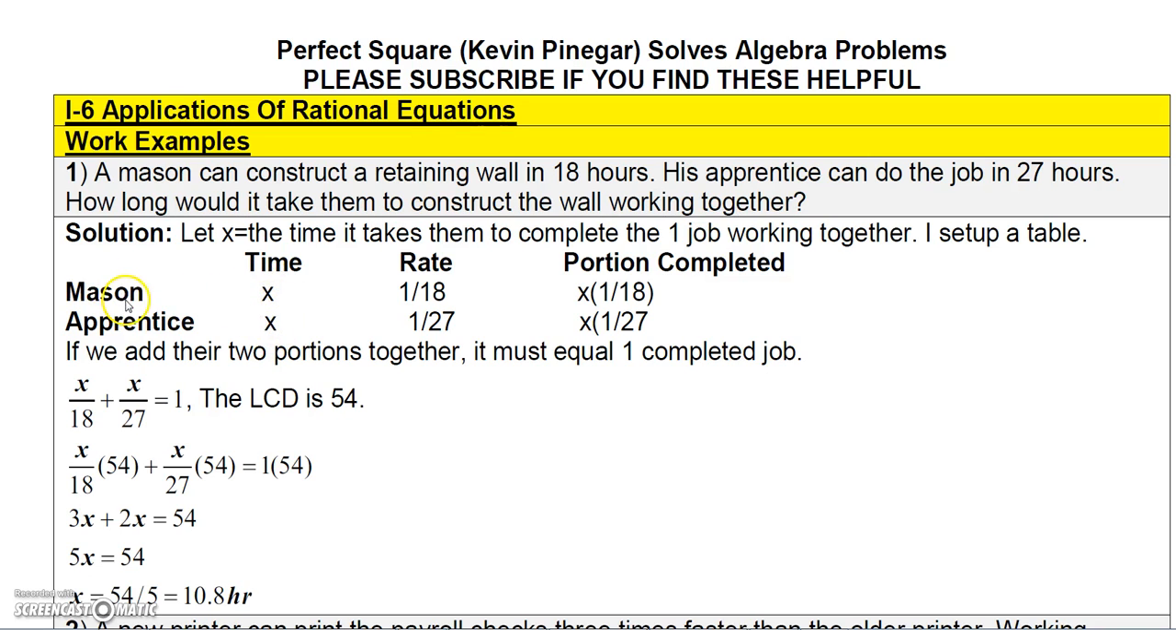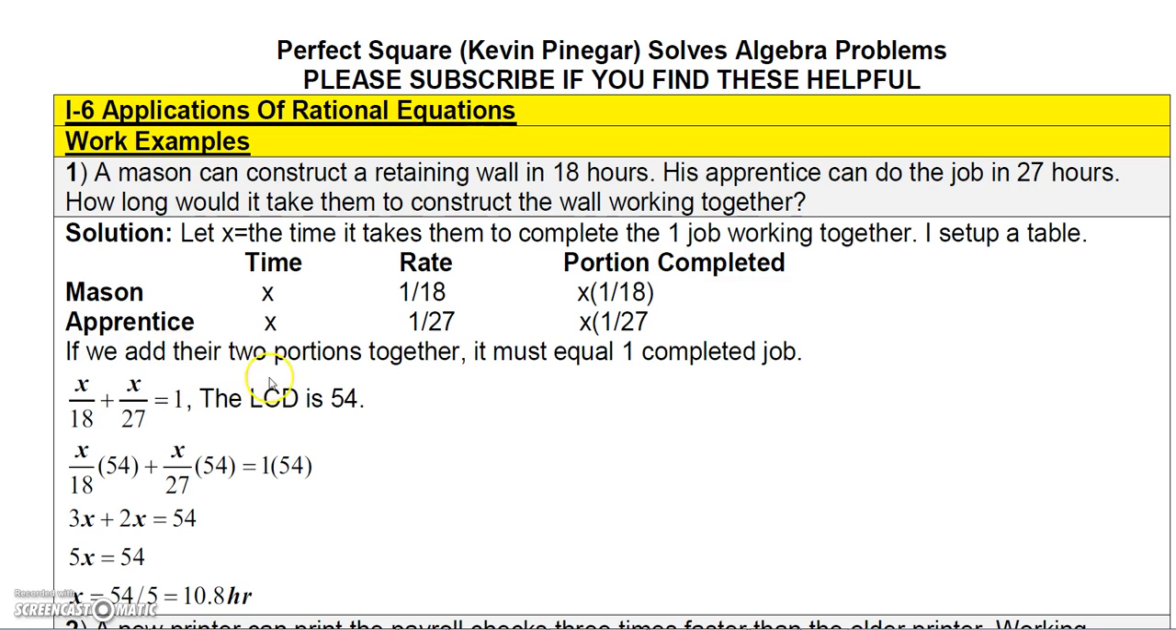Now, if the mason can do the job in 18 hours, then the rate the mason works is 1 over 18, because he does 1/18 of the job per hour. So the portion of the wall he completes is X times the rate, so X times 1 over 18, and that's just going to be X over 18. Then the apprentice works at a rate of 1/27th, so he can do 1/27th of the job per hour. So the portion he completes is X times 1/27, or X over 27.